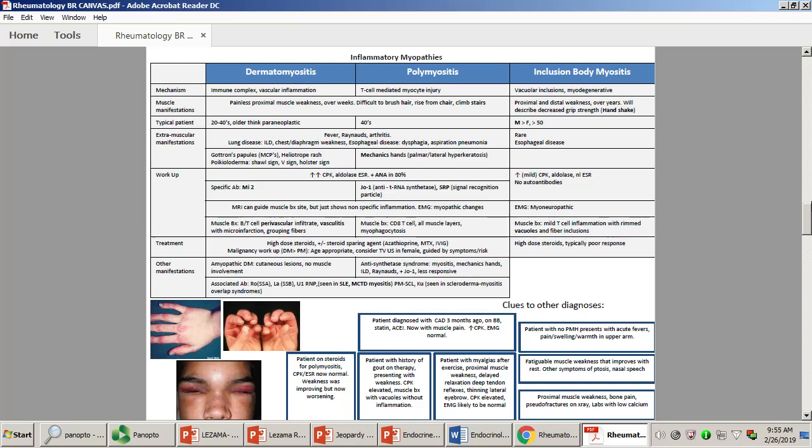All right. Patient with no past medical history presents with acute fevers, pain, swelling, warmth in the upper arm.